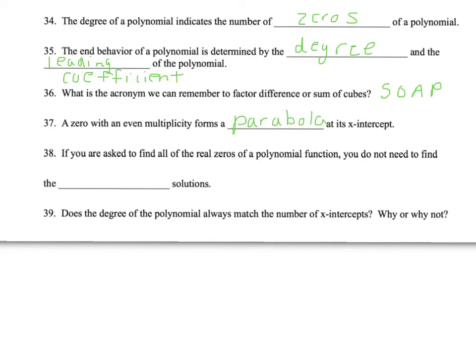If you are asked to find all of the real zeros of a polynomial function, we do not need to find the imaginary or complex solutions of a polynomial. Does the degree of the polynomial always match the number of x-intercepts? That is no. And that is because we can have multiplicities. So if we have multiplicities in a polynomial, then the degree will not be the same as the amount of x-intercepts, but it will be the same as the number of solutions that we get.